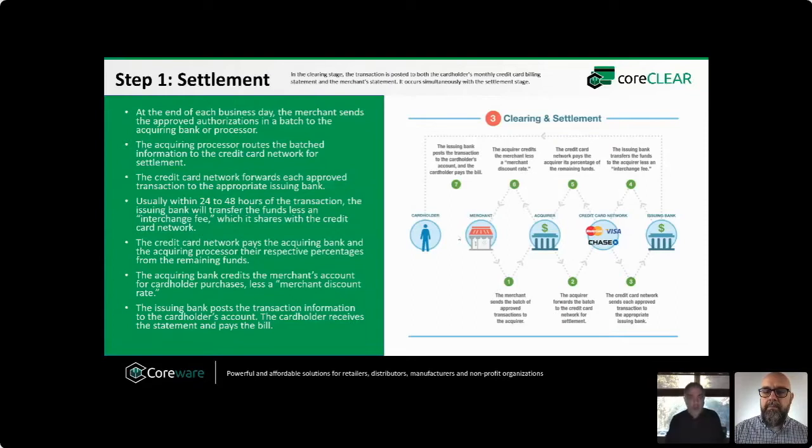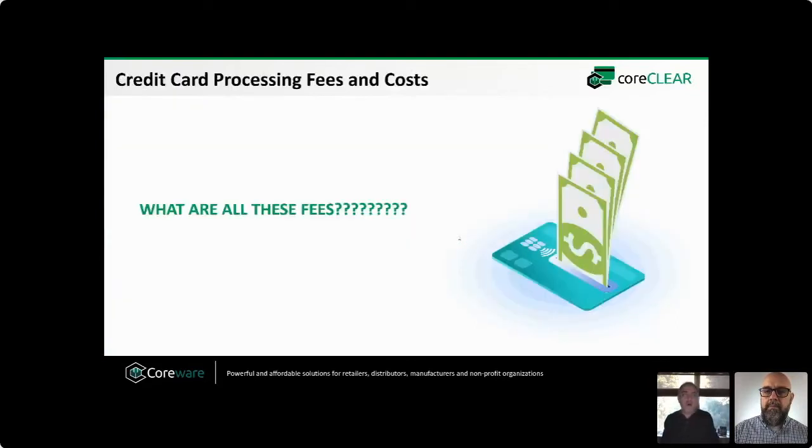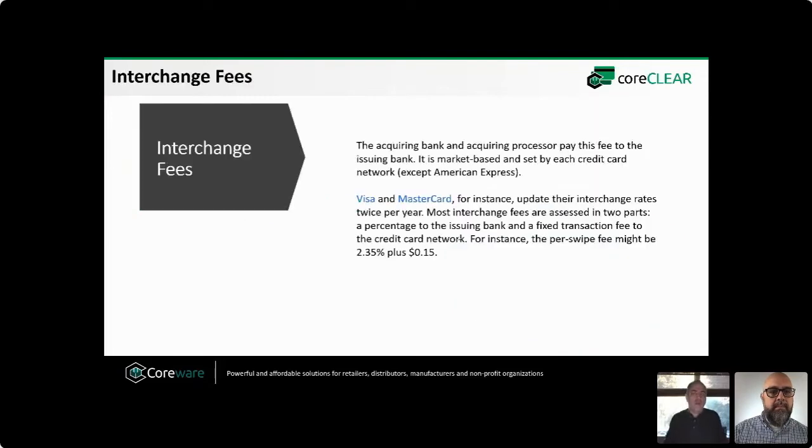All right. So guess what? We're at the point where we're going to talk about what all of these fees are. So let's talk about interchange fees. This is the fee that's paid to the actual bank that issues the credit card, and it is actually a published fee amount.